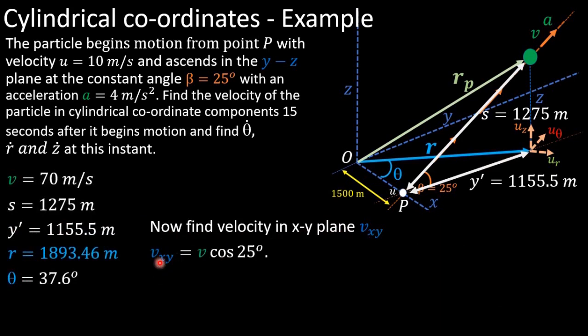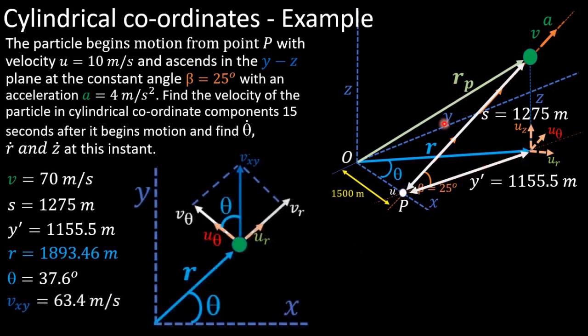The velocity in the xy plane, v sub xy, is the component of this velocity in this direction, so this component of its velocity on the xy plane. It's going to be v sub xy equals v times cos 25 degrees. If I substitute my numbers in, I get v sub xy equals 63.4 meters per second. So that is my velocity in the xy plane here.